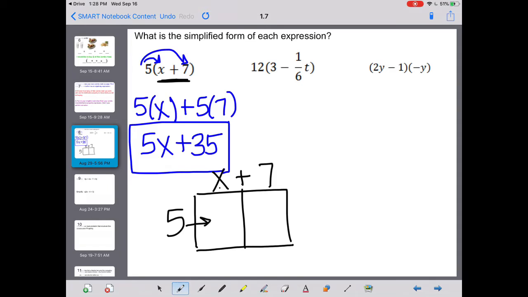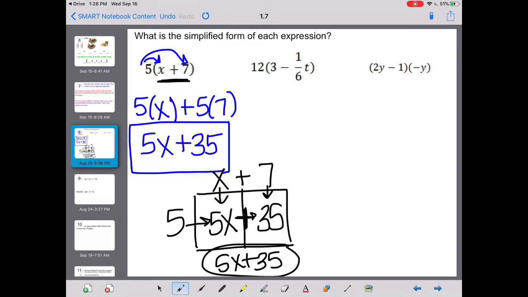Okay, now we're going to go 1 box at a time. This box includes these 2 things. So what is 5 times x? Just 5x. Then this open box has the 5 and the 7. 5 times 7 is 35, and we know it's a plus because that's what it said. So 5x plus 35 can also be found with this box method.